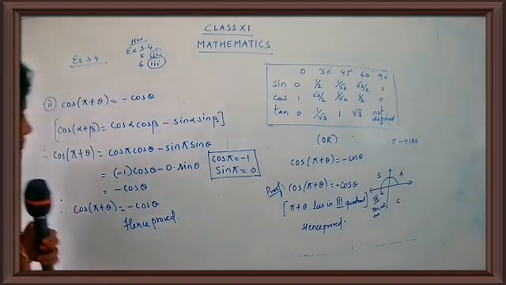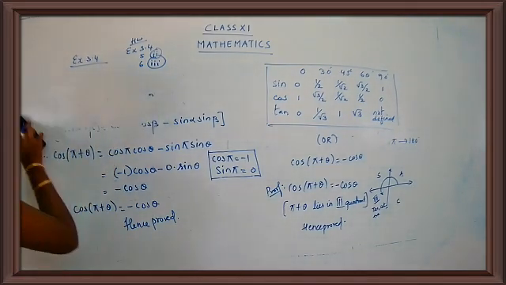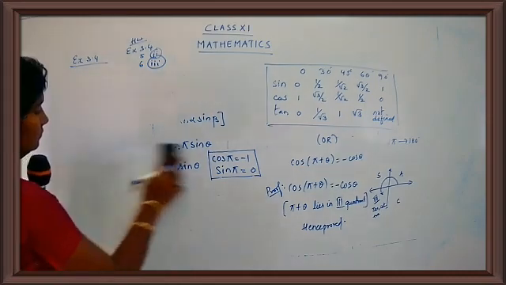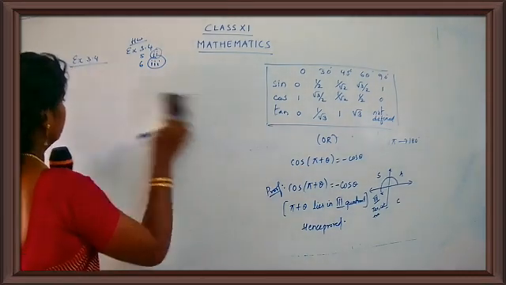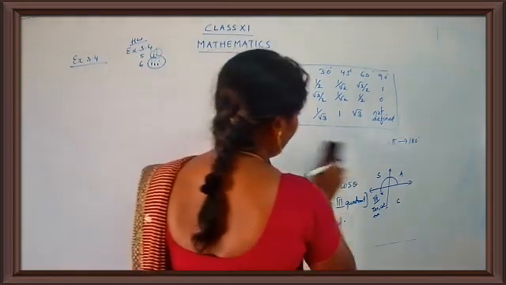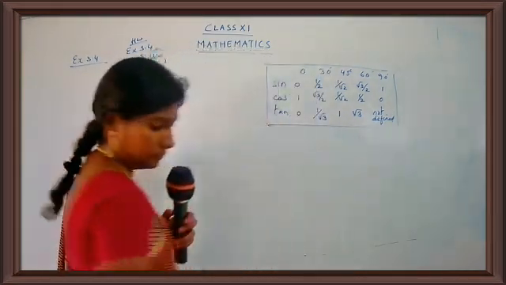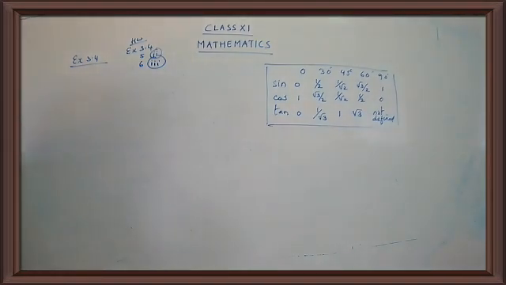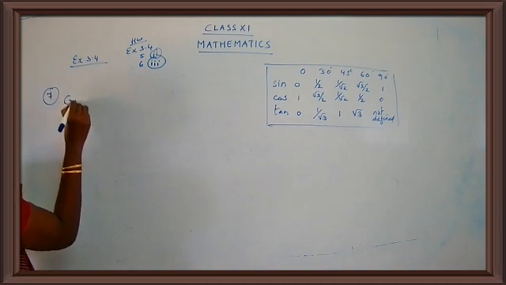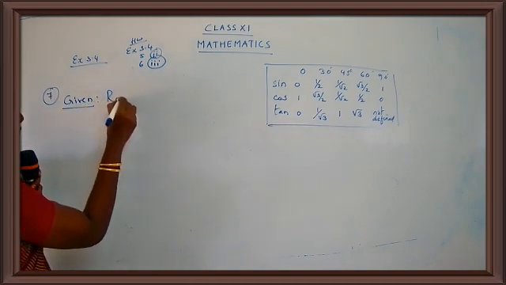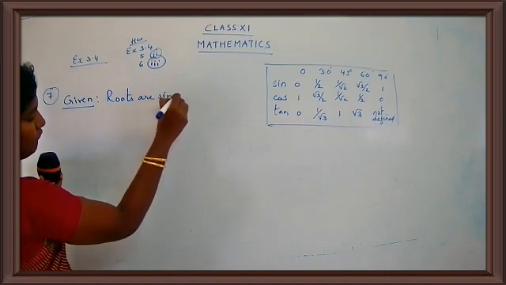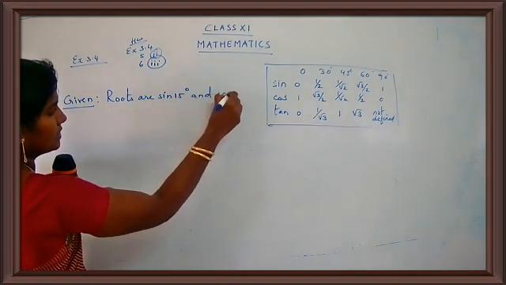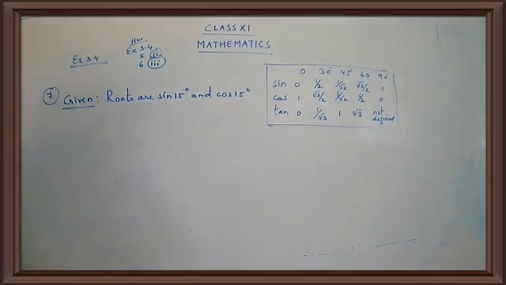So let's start with the work. Shall I rub the board, children? Okay, I'll just go with the sum. They have asked you to find a quadratic equation and they have given the roots. So write down the given roots. Some roots are given to us. The given roots are sine 15 degree and cos 15 degree.